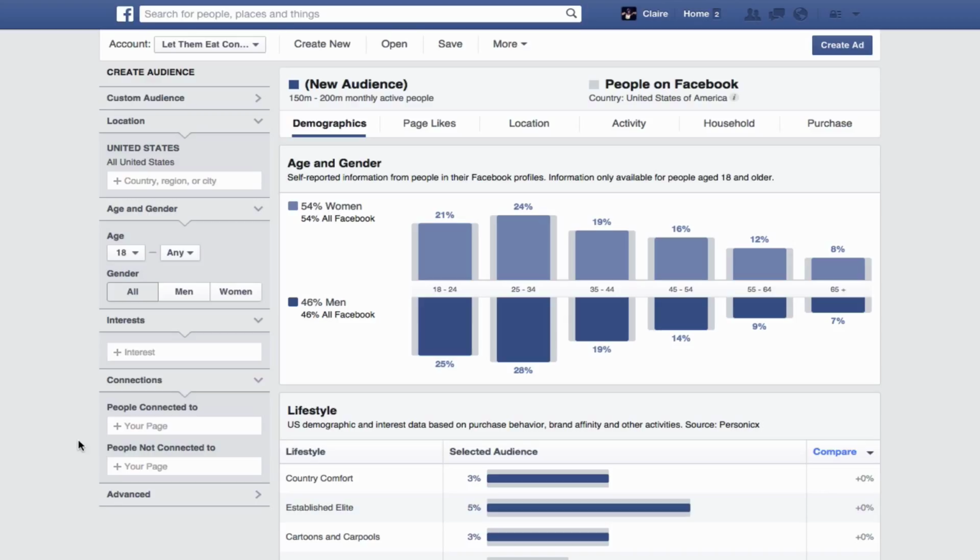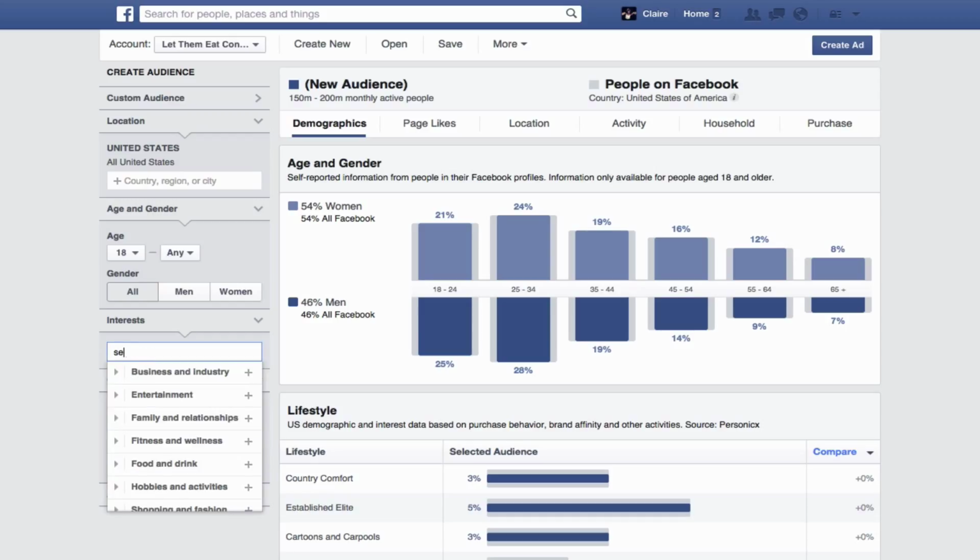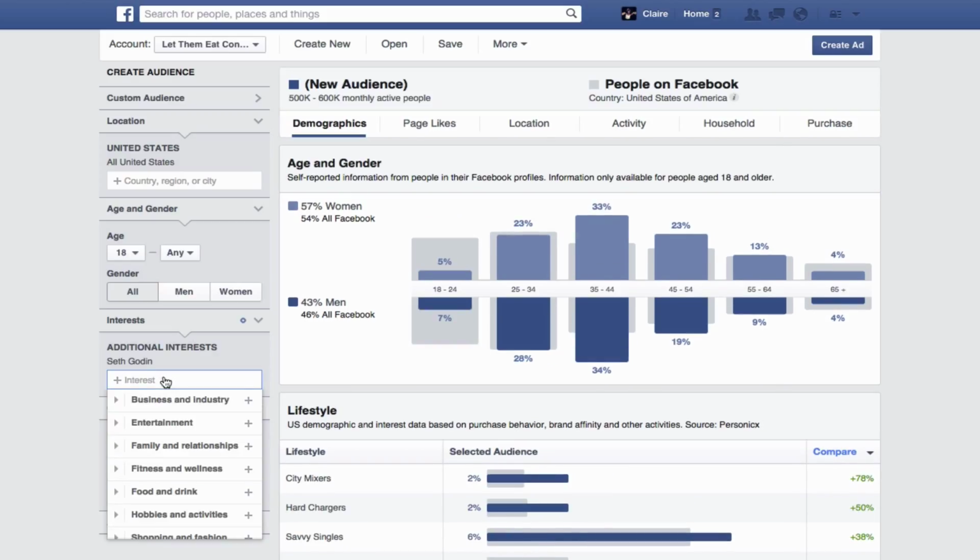I'm going to dive right into some interests so you can see how you can use one interest to find more for your ads. So I'm going to come over here and type in Seth Godin. Okay, so right now we're looking at all the people who like Seth Godin's page in the United States, from the age of 18 and up, both genders.